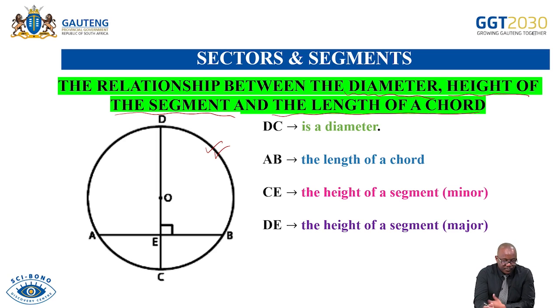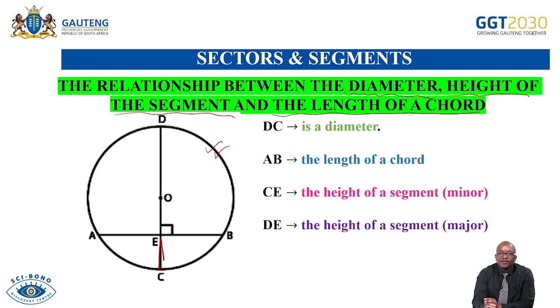So we have to understand, in terms of this type of topic, that CD is the diameter, and AB is the length of the chord, and we also have CE. CE is the height of the segment, and then we also have DE, which is the height of the major segment. Remember, we also have the minor and the major height of the segment.